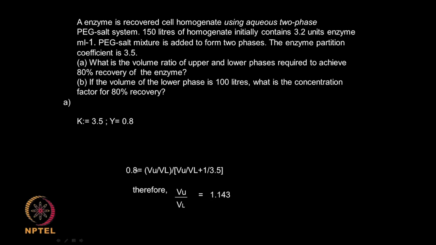So, yield is 80%, K is 3.5. So, I take that equation, on the left hand side I know 0.8. So, I need to calculate VU by VL, it comes to 1.14. So, 1.143 is my ratio of VU by VL, I will get 80% recovery. Now, if the volume of the lower phase is 100 liter, that means VL is 100 liter. What is the concentration factor? 80% recovery, okay. So, VL is 100 liter, so VU I can calculate, okay. Then what is the concentration factor for 80% recovery, okay.